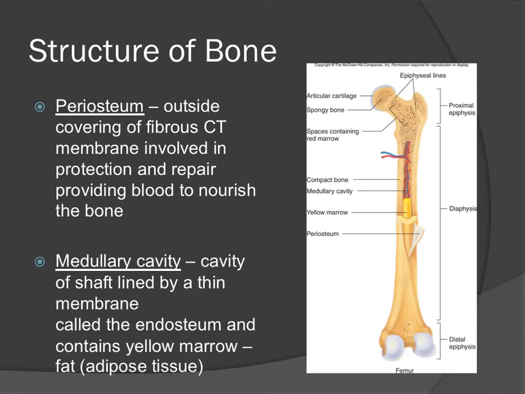Then you have the medullary cavity. This is the cavity of the shaft lined by a thin membrane called the endosteum and contains our yellow marrow, also our fat here. So this is an area that is involved in the formation of your red blood cells and your white blood cells.